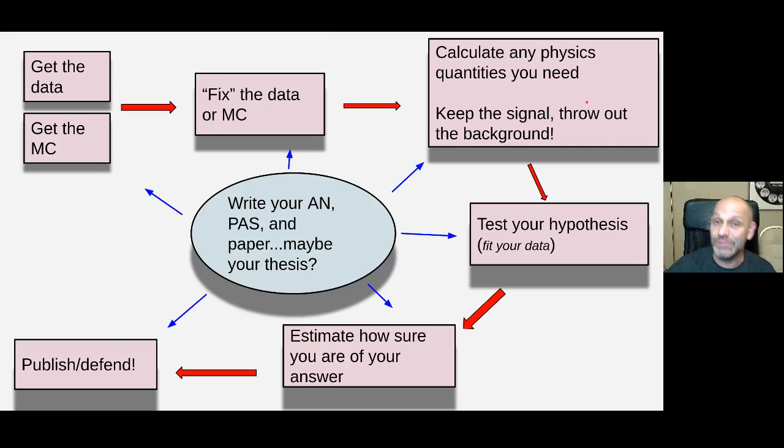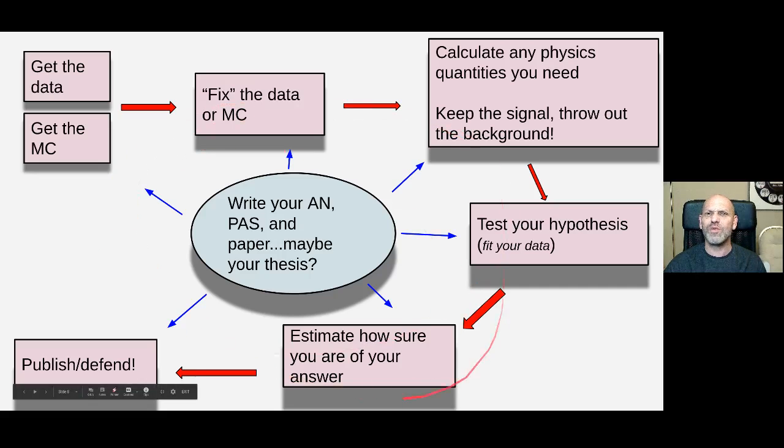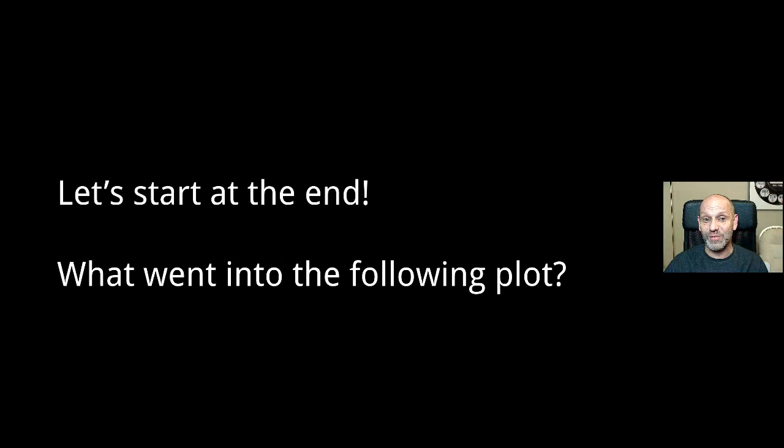And then you want to keep the signal and throw out the background. Then you're going to test your hypothesis, which is: is there new physics in your data? This is really what we mean when we say fit your data. You're testing some hypothesis. And then you estimate how sure you are of the answer, and then you publish or you defend your thesis. And while you're doing all this, you write your analysis note, maybe the paper, maybe work on your thesis. Throughout this whole process, you should be documenting it. So this is the life cycle, and you probably knew this already, but let's look at this in a little bit more detail over the course of this talk.